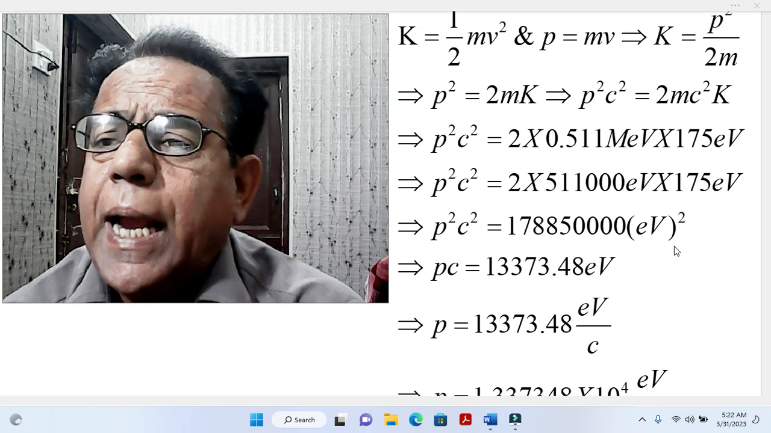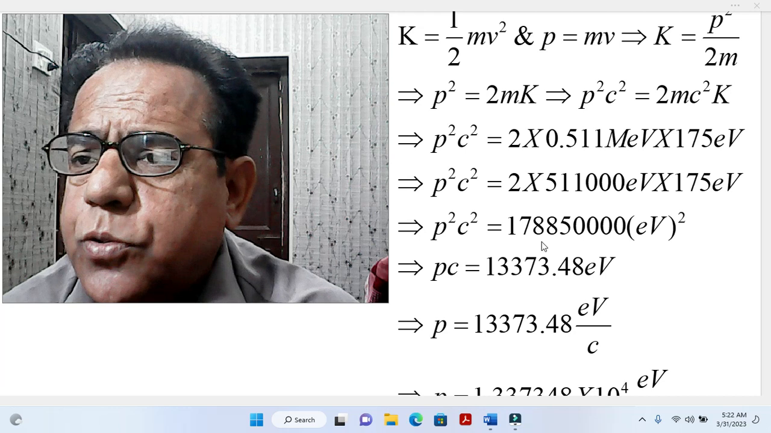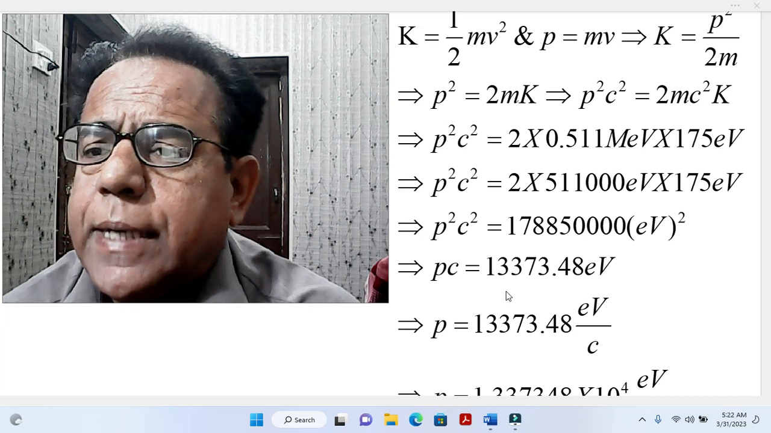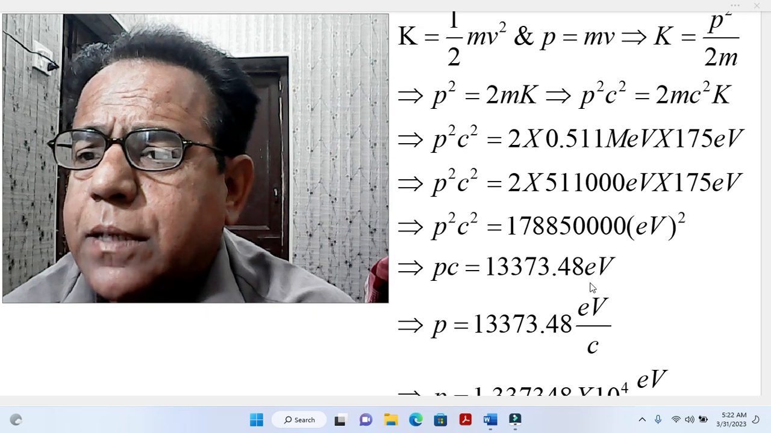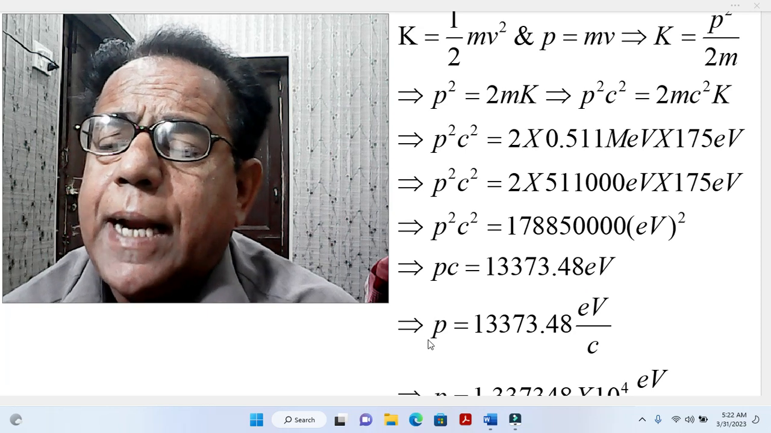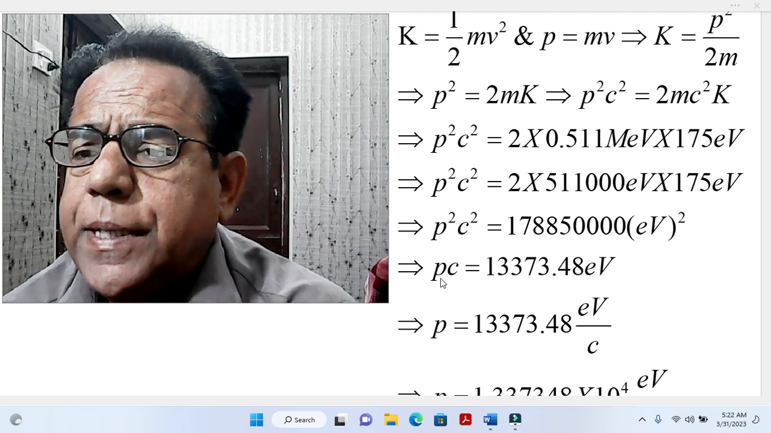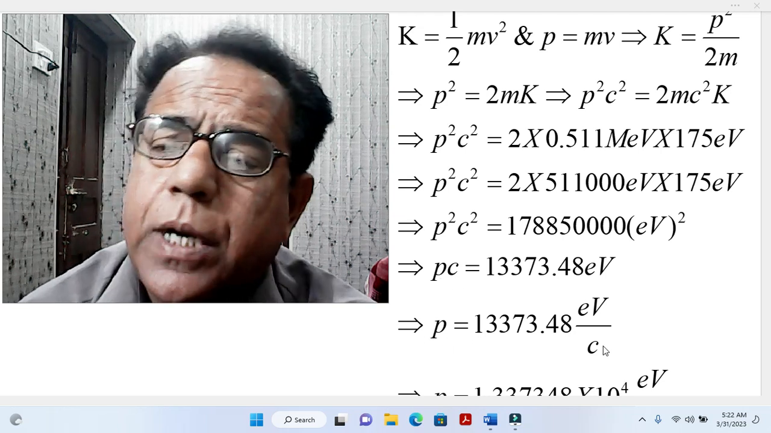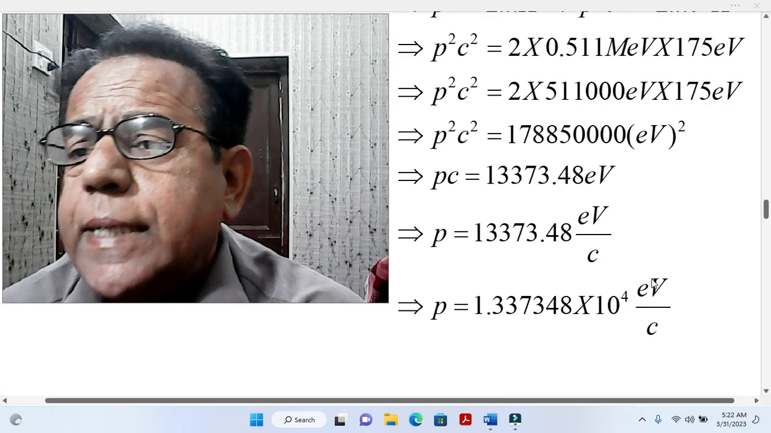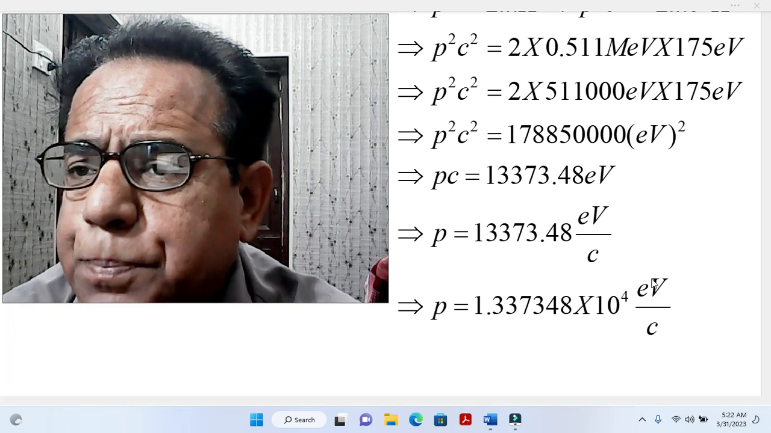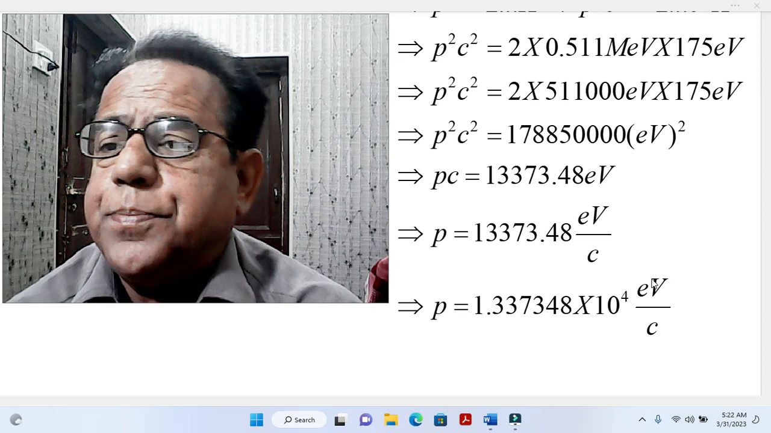And under root of this value, that is 178850000, will become 13,373.47 electron volt. Then this implies that value of momentum p is equal to, c will come in the denominator on the other side of the equality, and hence we will get p equal to 13,373.48 electron volt over c.